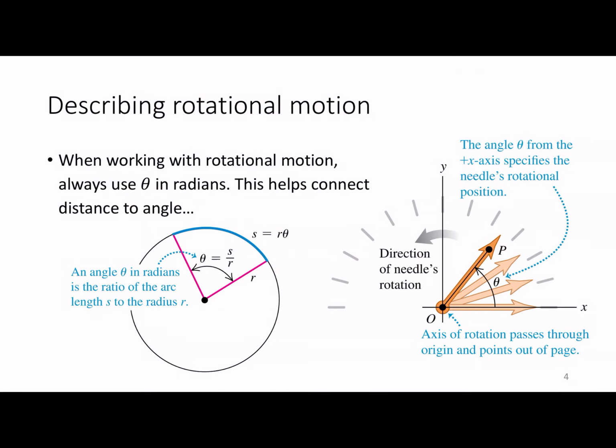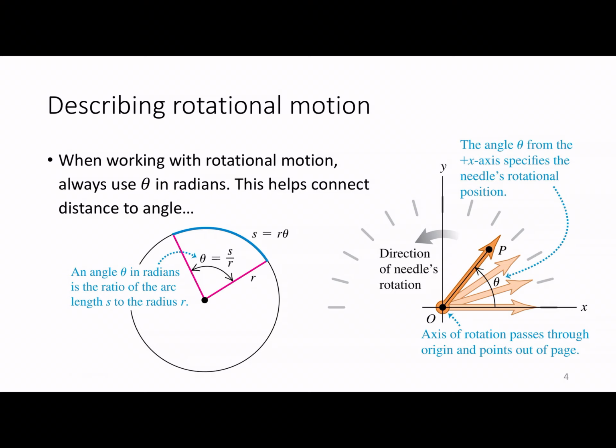The other caveat that I want to mention is that whenever we start working with rotational motion, from here on in the course, with the exception of exam 2, we always want to use our angles in radians. When working with rotational motion, please always use theta in radians. And the reason for this is very straightforward. Radians are the right way to express angles. If we were to go back and reinvent math, we would just start from radians from the beginning.